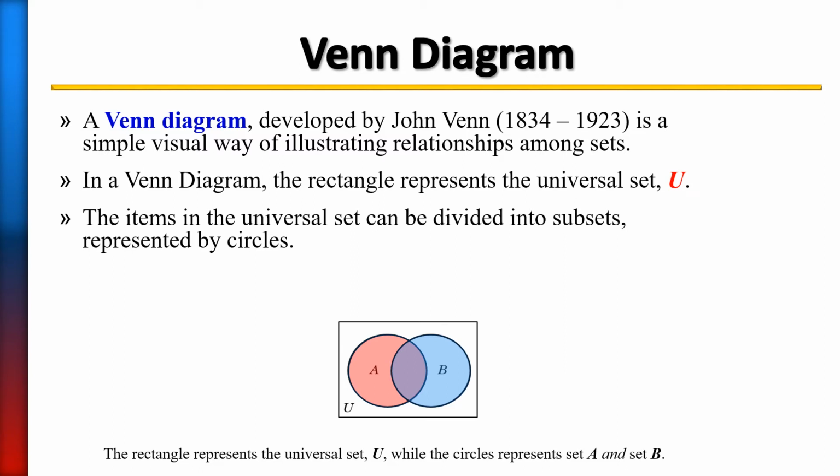Now you can divide the universal, the whole set, into what we call subsets. And again here, we notice that we have two subsets. We have a set A and a set B. And again, any member that is in those sets is still a part of the larger universal set.